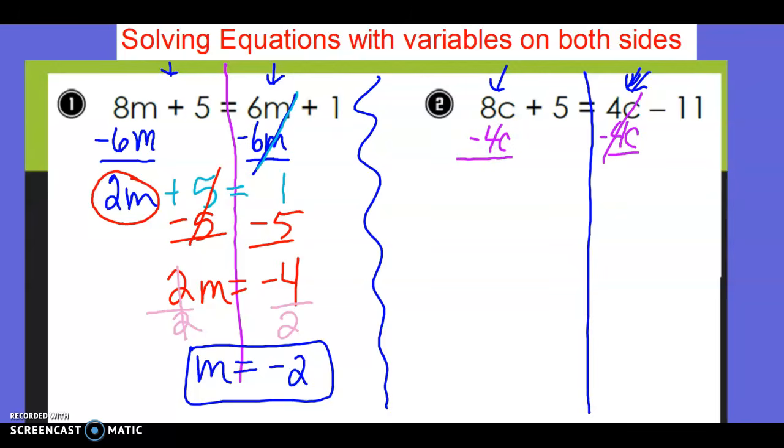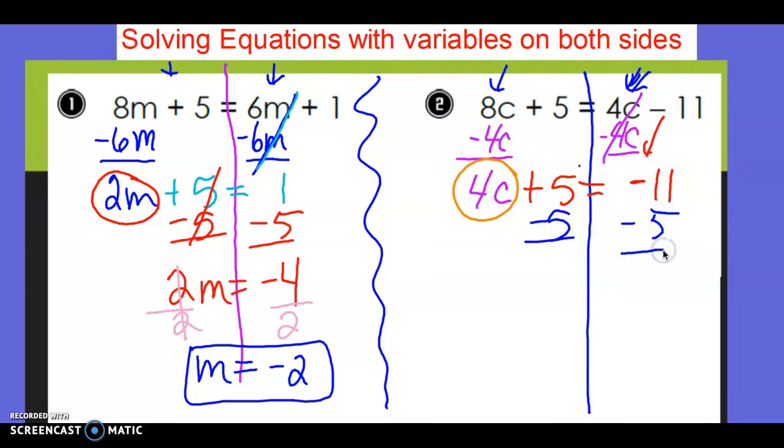And I'm going to go ahead and line up the c's underneath each other. 8c minus 4c would be 4c's. And then I bring down the rest of the problem, the plus 5, the equal sign, and then this part, don't forget, it's negative 11. Don't forget that negative sign. Now let's go about getting this 4c all alone. So to do that, I'm going to have to subtract 5 from both sides. 5 and negative 5 cancel. I bring my 4c down again. Please rewrite that on my new line. And negative 11 minus 5 is negative 16.